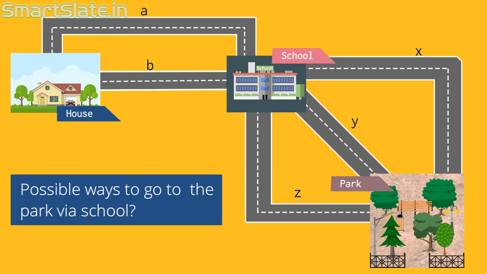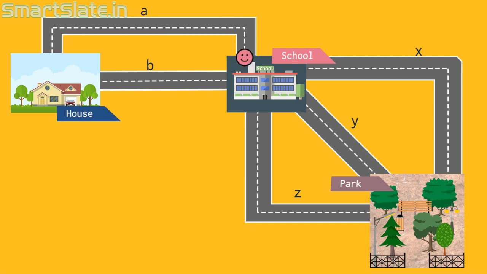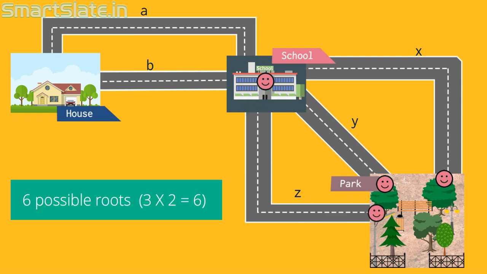Can you answer how many possible ways you can take to go to the park from your house via school? Let's see. First, you might choose to take the road A. From there, you can choose to take the road X or Y or Z. Or you might choose to take the road B. From there, either you can take the road X, Y or Z. You have 6 possible routes, which can also be obtained by multiplying 3 and 2, which is 6.